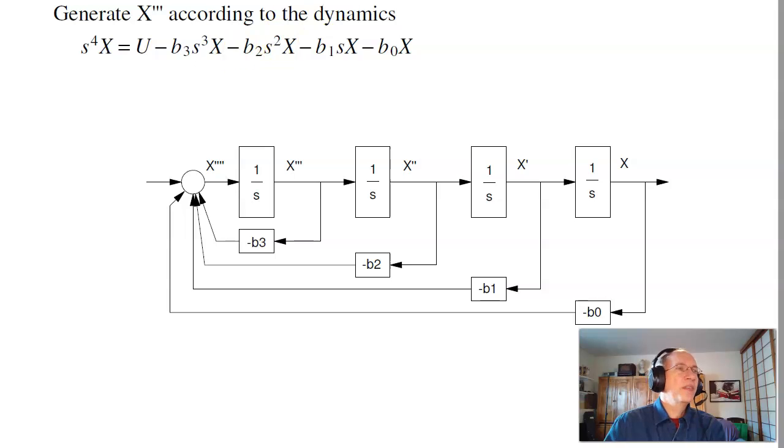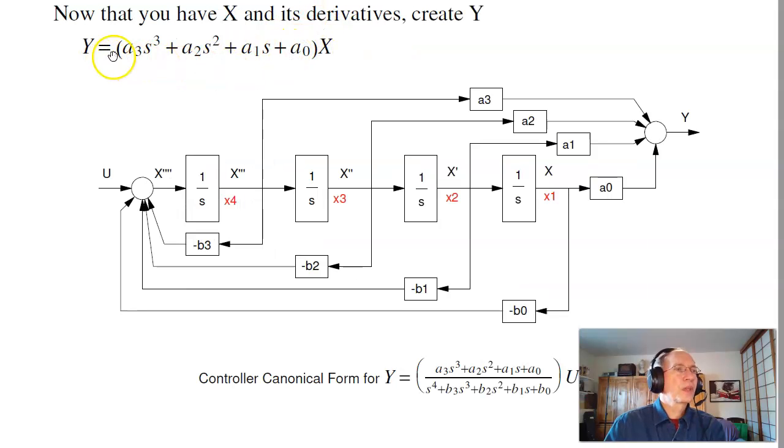Now the numerator polynomial tells me how x's combine to create y. So what I'll do is I'll take the different terms, x times a0 plus x prime times a1 plus x double prime times a2, and so on. Add them all up, I get y. So this block diagram is one way to implement this transfer function. And this is called controller canonical form.